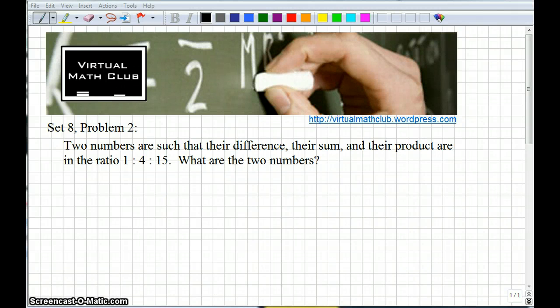Problem number 2 says two numbers are such that their difference, their sum, and their product are in the ratio of 1 to 4 to 15. What are the two numbers?